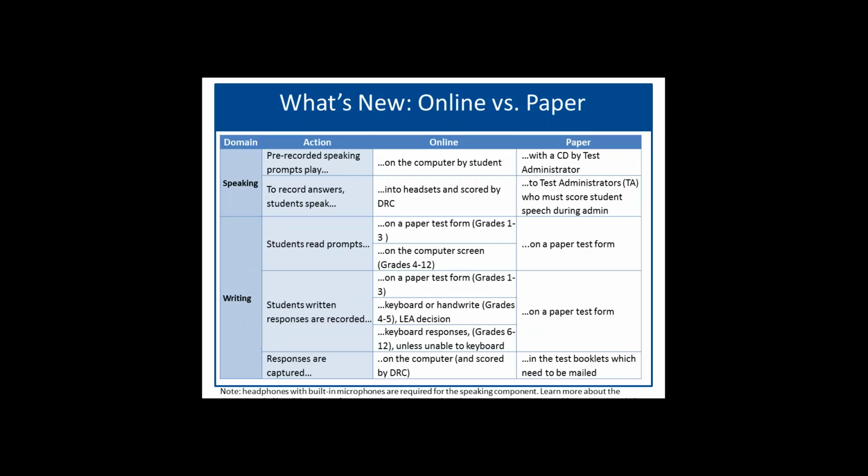For speaking, the prompts are played on the computer screen by the student, as opposed to with the CD by the test administrator. And the speaking answers are recorded into headsets and scored remotely. In the writing, for students in grades 1 through 3, they're going to read the prompts on a paper test form, and they're actually going to write their responses in a paper test form. For students in grades 4 through 12 on the online, they're going to read the prompts on a computer screen and capture their responses in the computer using the keyboard.